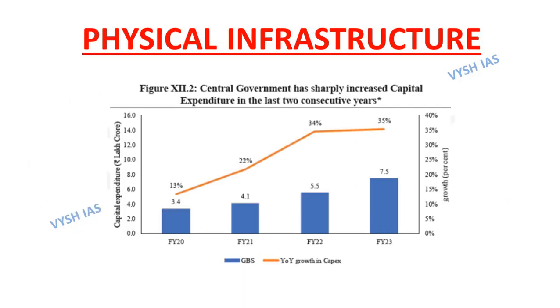Physical infrastructure. First I will explain this graph, then further continue this topic. This graph is representing that the central government has sharply increased capex, that is capital expenditure, in the last 2 consecutive years. The blue bar graph is representing GBS and the orange line is representing YOY growth in capex, that is year on year growth. So from both graphs, GBS and the YOY growth in capex, we can see there is a steady increase in the capital expenditure. So here you can mention, if the statement is given in the prelims examination that it is steadily increasing, you can mark the statement as true.